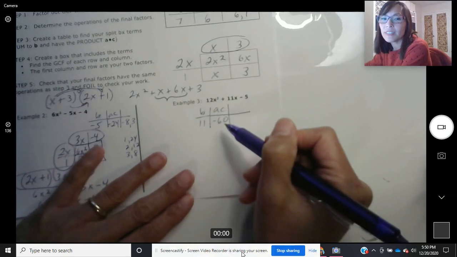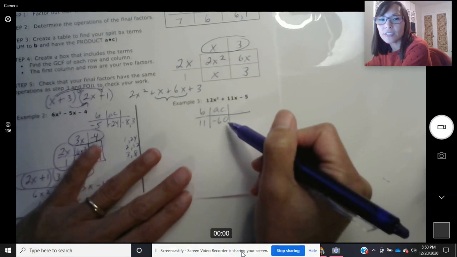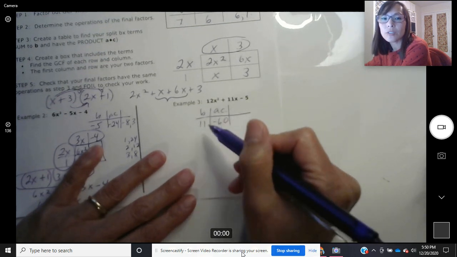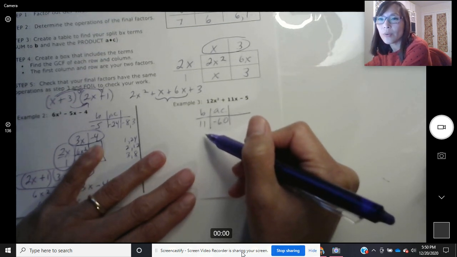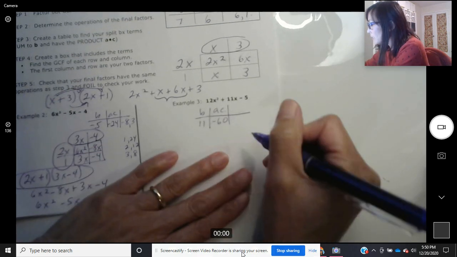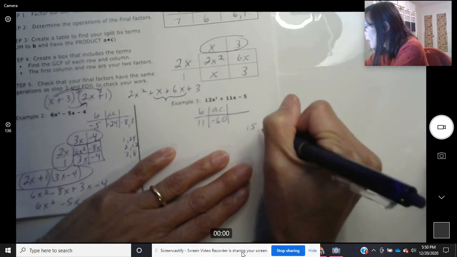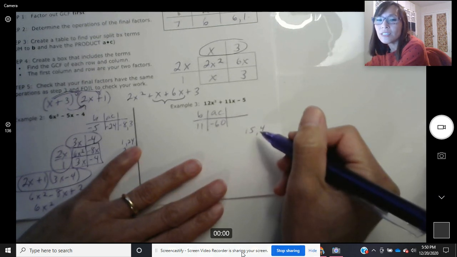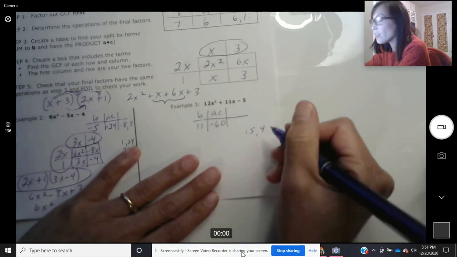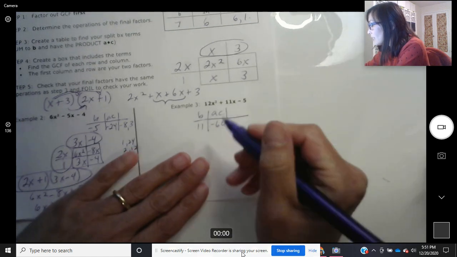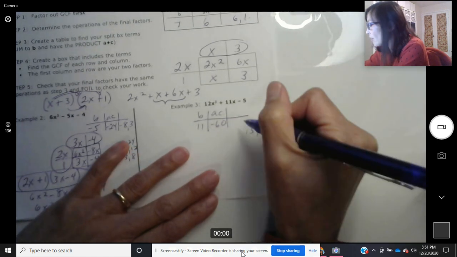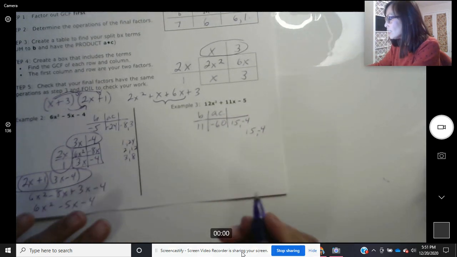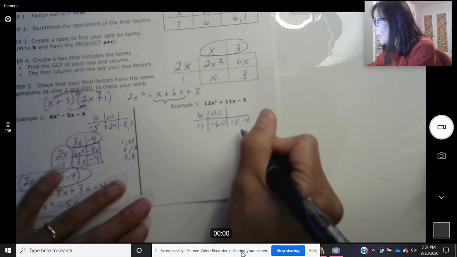The negative number tells me that I'm going to have a positive factor and a negative factor. I'm going to subtract those two numbers in order to get 11. So when I think about that, it's probably going to be 15 and 4, because 15 minus 4 would be 11. I need to make 15 positive and the 4 negative because 11 is positive. So I know that I have more positives than I do negatives. So 15 and negative 4 are going to be my BX terms.